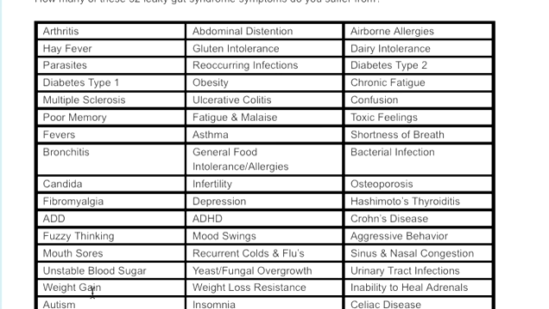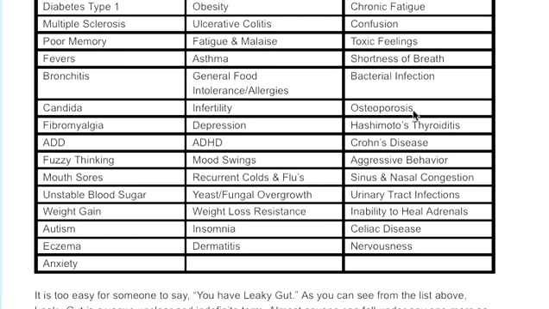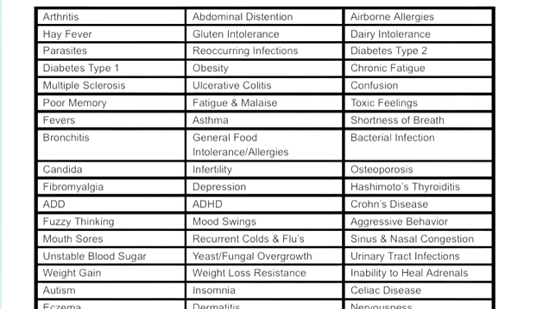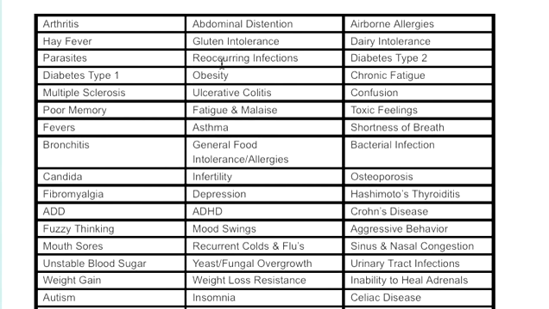You also want to see autism, eczema, anxiety down here on the bottom, gluten intolerance, reoccurring infections, obesity, fatigue. I want to point out this one, fatigue. General food intolerance, allergies, depression, mood swings.